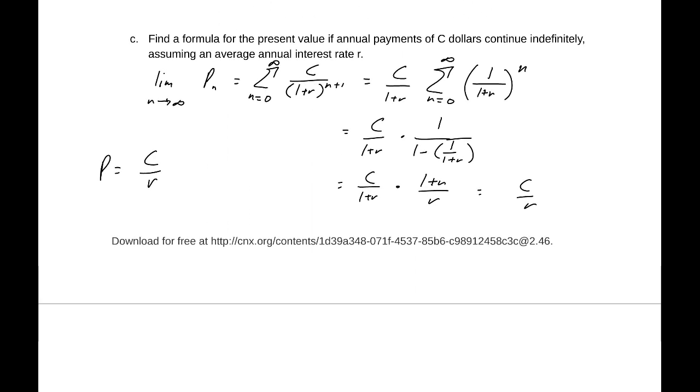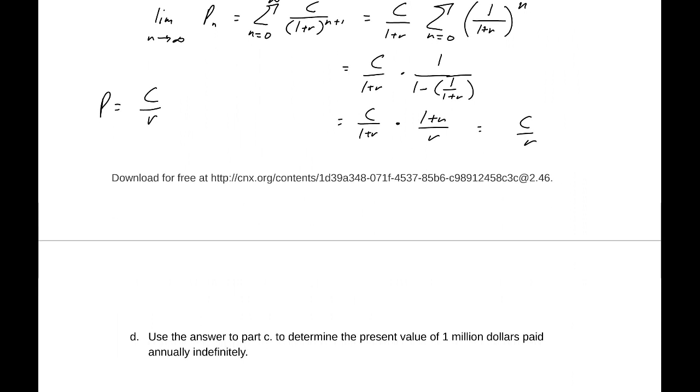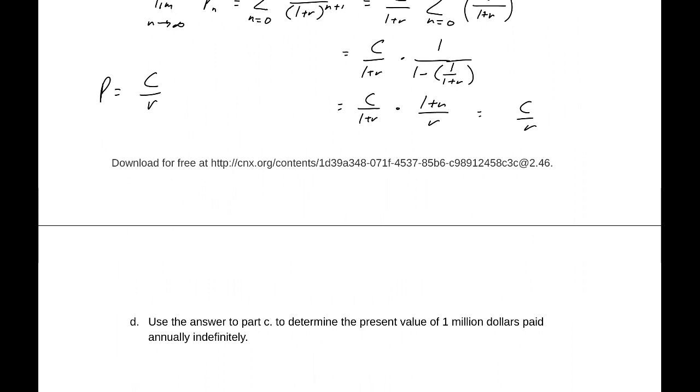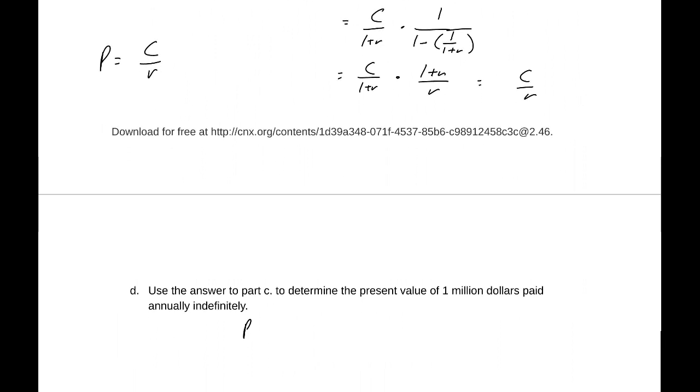Alright, so now let's use that formula for this next part. Find the present value of $1 million paid annually indefinitely. Well, our interest rate is 0.05, so $1 million divided by 0.05 would be $20 million.